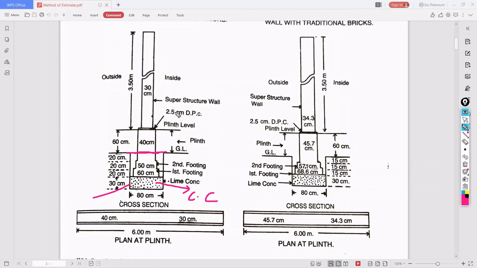This is the 2.5 centimeter DPC. Then the wall is there, and the necessary dimensions they have given. This is the cross section and this is the plan. From the plan, we can see that the length of the wall is 6 meter. Every diagram which they give has some data which will help us to form the tabular column. So let us estimate now.